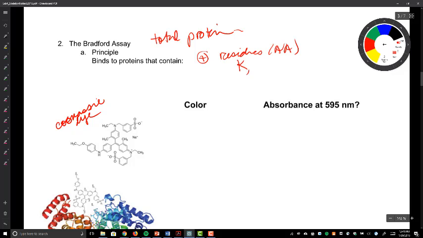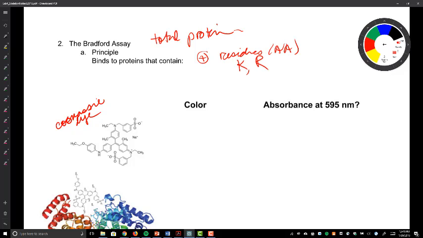such as lysine or arginine, sorry guys, and arginine. That's not always the case. Bradford sometimes doesn't like proteins. However, the Bradford assay does work really well for LDH, as well as the proteins that are in our lysate.